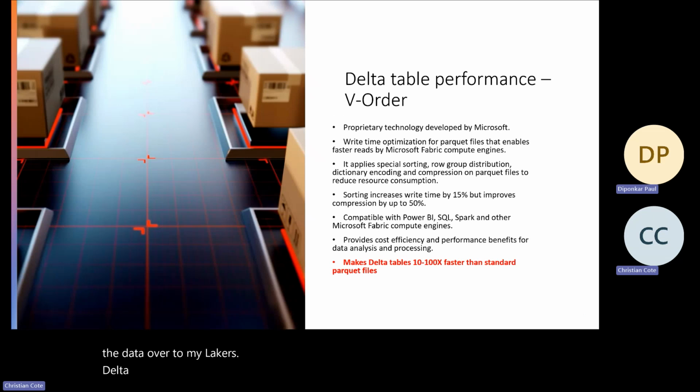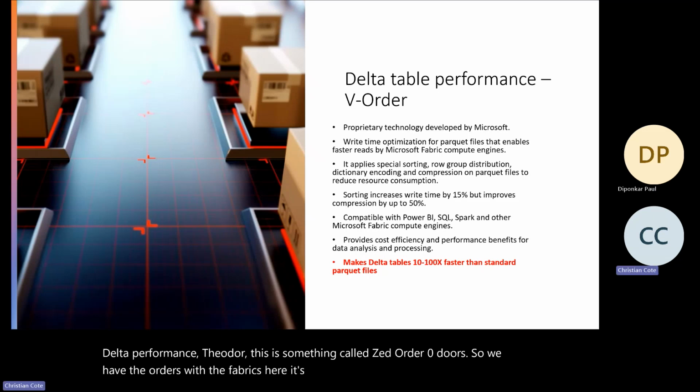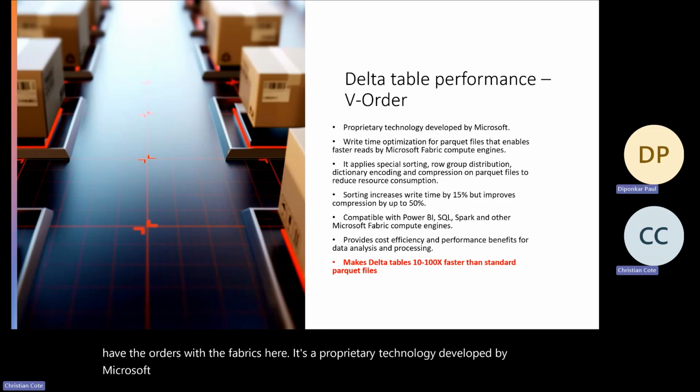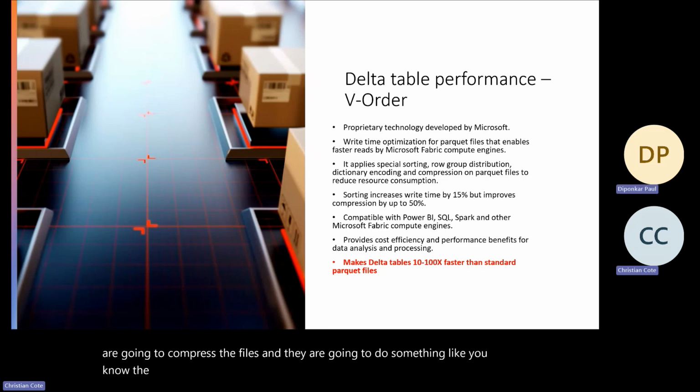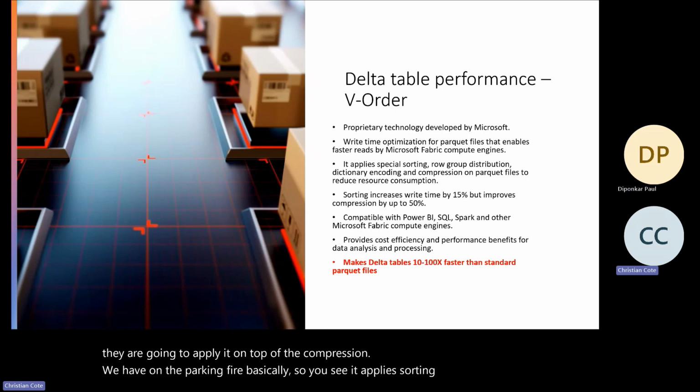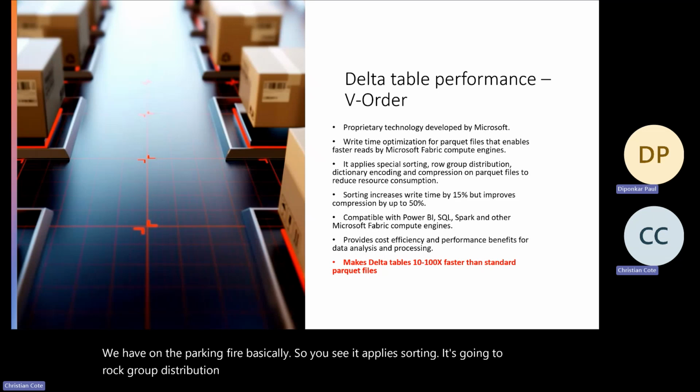Delta performance, V-Order. Databricks has something called Z-Order. So we have V-Order with Fabric here. It's a proprietary technology developed by Microsoft. So basically, it's a write-time optimization to a Parquet file. They are going to compress the files, and they are going to do something like the column store compression that we had before, applied on top of the compression that we have on the Parquet file. So it applies sorting, regrouping the distribution, including compression on the Parquet file.